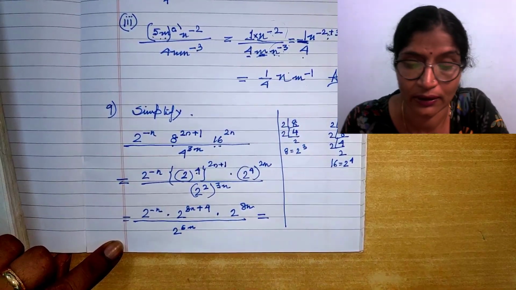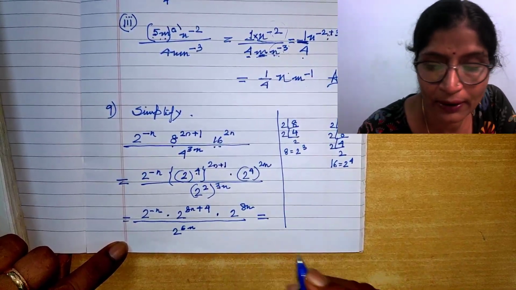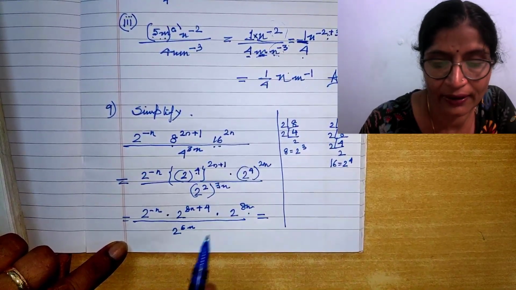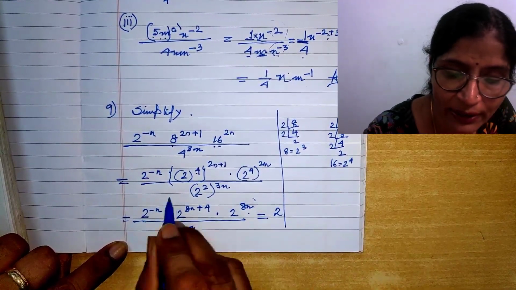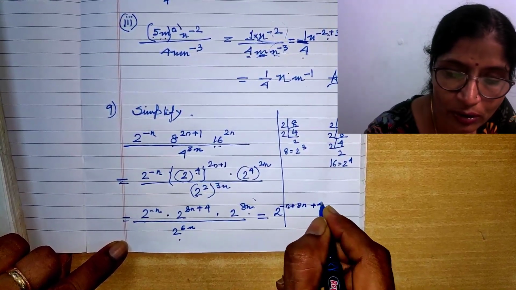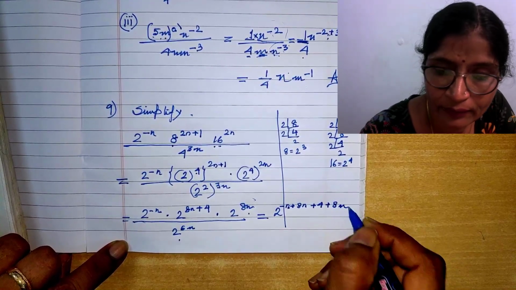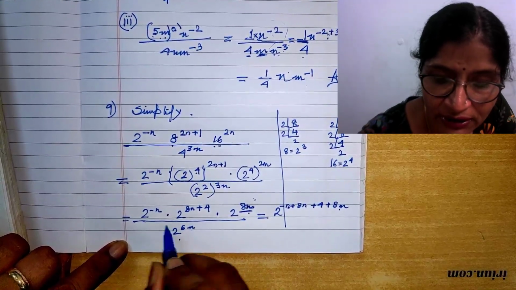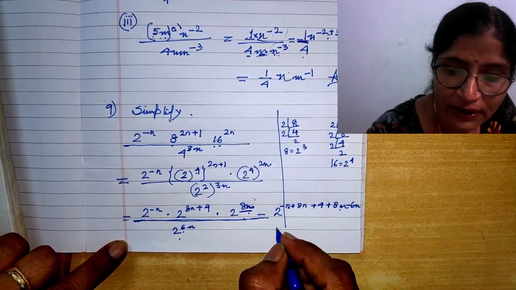Now all are in the term of 2 to the power something. So the base is the same, that is 2. If multiplication, the power will be added, and when division, the power will be subtracted. So I can convert it in this form. All these powers will be added: n plus 8n plus 4 plus 8n. This 8n I have written here, and after that this is 6n, but it is in the denominator part, so that will be subtracted, so it will be minus 6n, and equal to what?